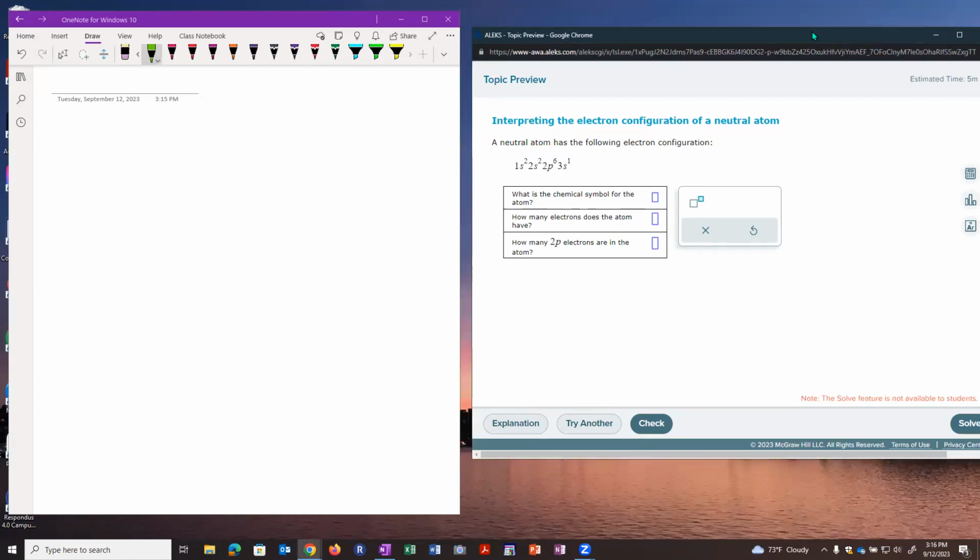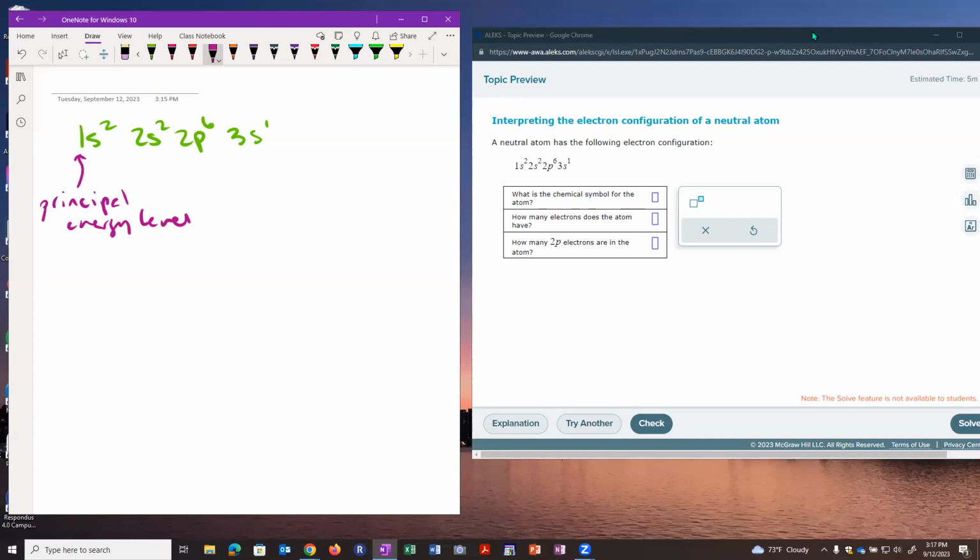So in this example, we're given 1s2, 2s2, 2p6, and then 3s1. Remember now in your electron configuration, this first number gives you the principal energy level. The second, which is a letter, either S, P, D, or F, you can think of as a sub-level. And then the superscript is the number of electrons.